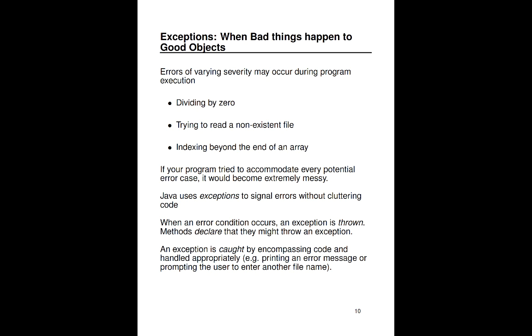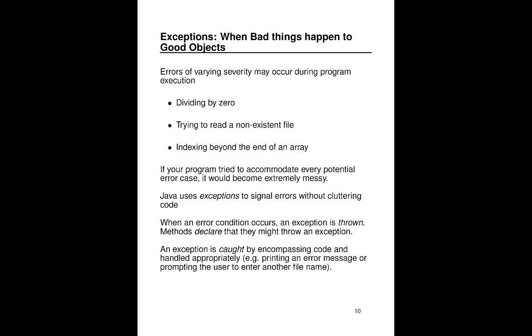The Java programming language uses a mechanism called exceptions to signal an error without needlessly cluttering up the code. So what happens is that when the Java virtual machine detects that an error condition has occurred, again, something like a divide by 0 or indexing beyond the end of an array, there is an object created called an exception, and that exception is said to be thrown, which means that the code stops executing, and instead, the code is alerted to the presence of this exception.